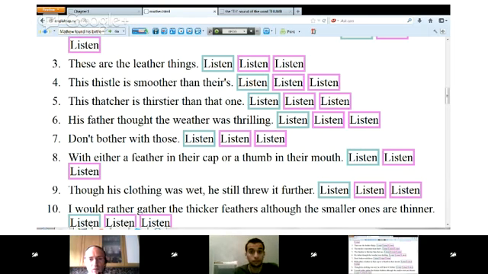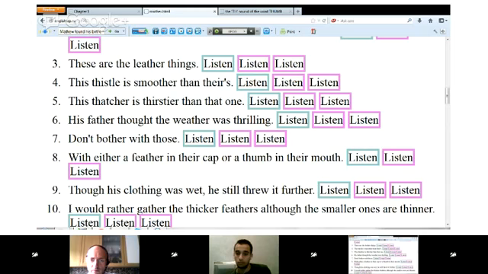Yeah, this one has the word "either," and I say "either," but Cockneys up the road say "either," and a lot of people say "either." Actually, in the world, one pronunciation is more common than the other, but I'm one of the "either" men, so I say with either a feather in their cap or a thumb in their mouth. But you can say it the other way. Either, or neither. Both are good. That was nice.